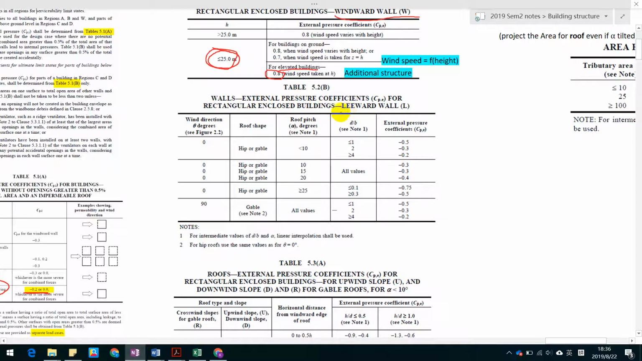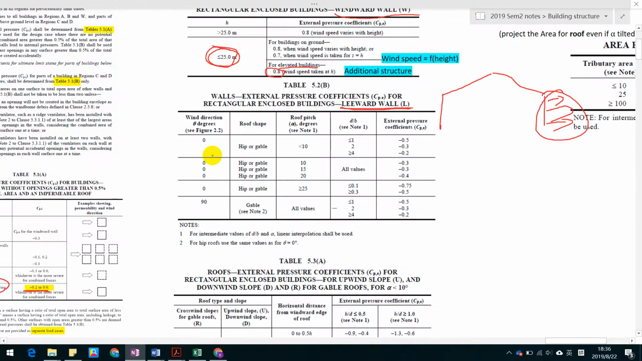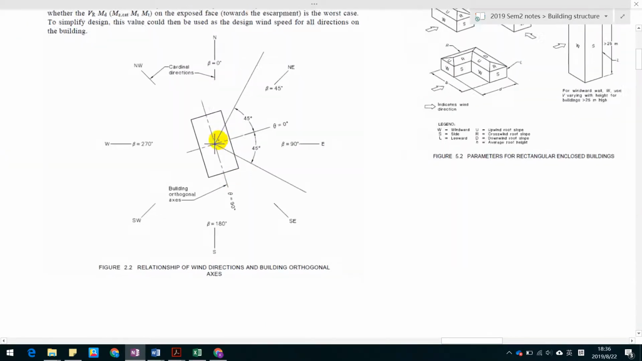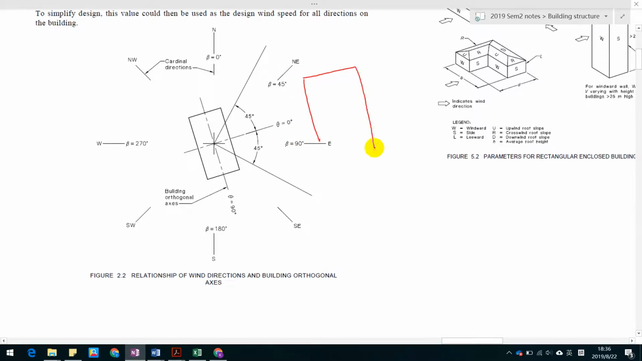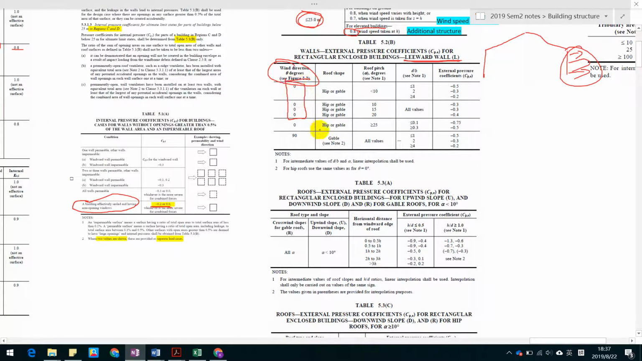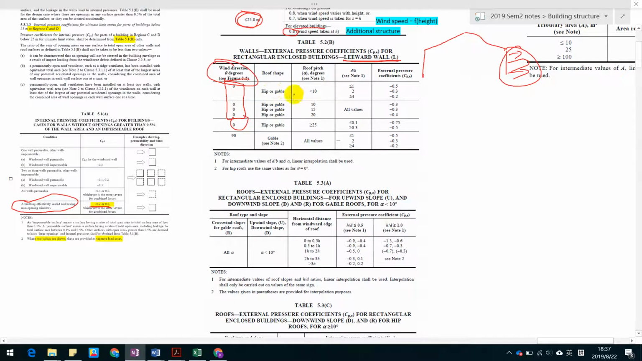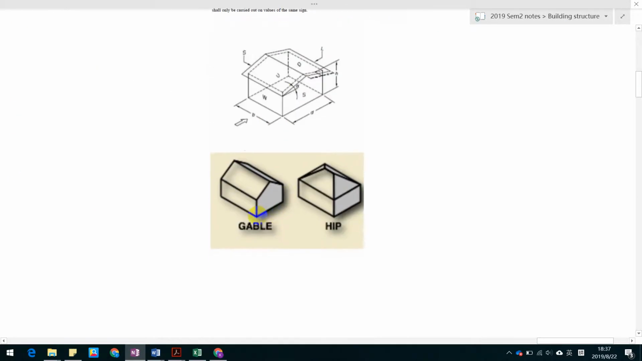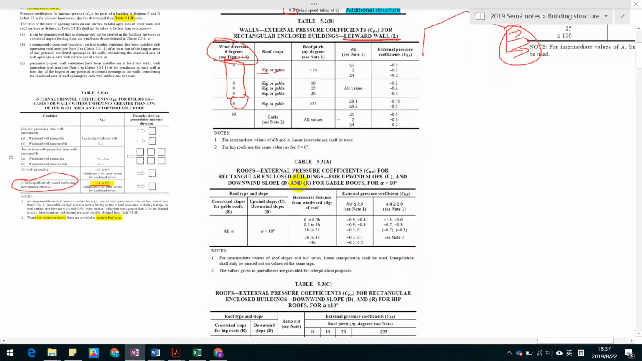For the other thing, the leeward wall, which is the portal frame here, the wind is acting away from that. We get wind direction. It tells us to see figure 2.2, and figure 2.2 is here. So let's say this is our building, right? And wind blows from here. So in this direction, we call theta equals 0. That's the 0 direction. Therefore, we pick this range. Okay, so this range. Hip or gable. The hip or gable is listed here, and the thing we're dealing with is the gable.